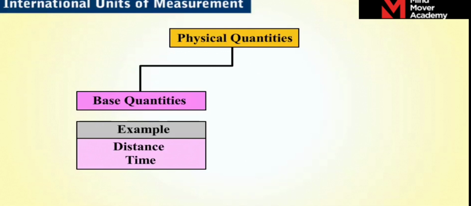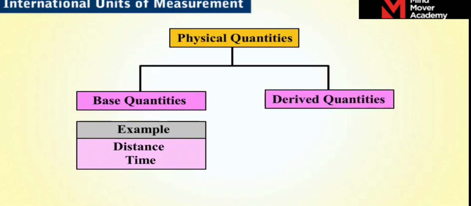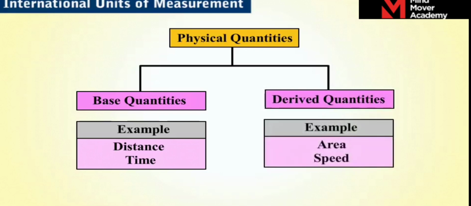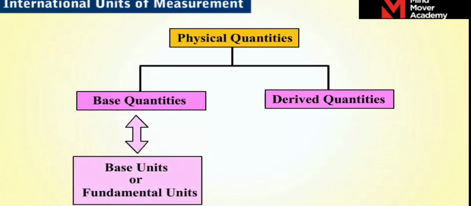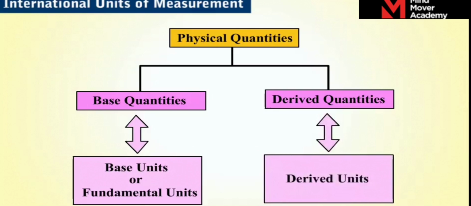The other quantities, which are expressed in terms of their fundamental quantities, are called derived quantities. For example, area or volume, which is expressed in terms of multiples of length, is a derived quantity. Similarly, speed is a derived quantity, as its measurement depends on distance and time. The units of fundamental or base quantities are called base units or fundamental units. The units of derived quantities are expressed as a combination of base units. Such units are called derived units.